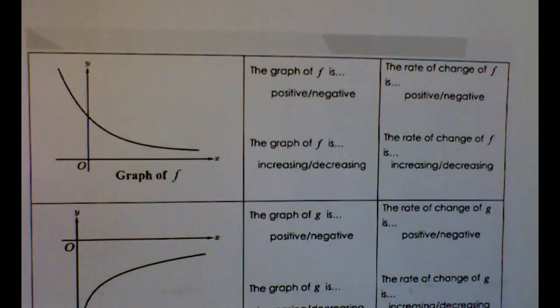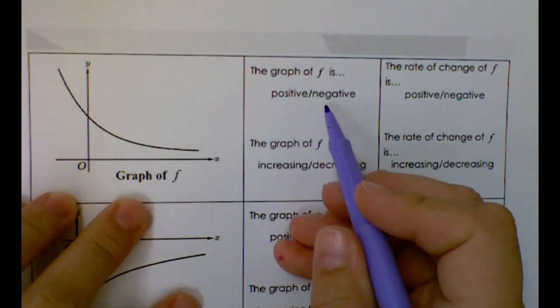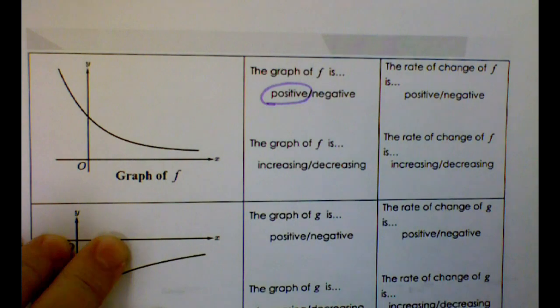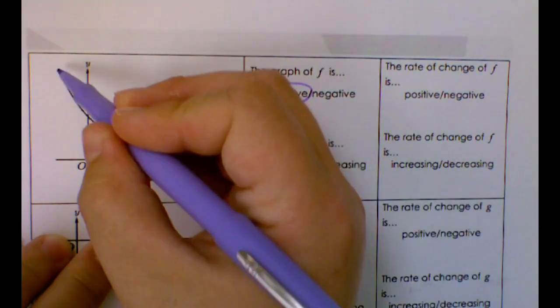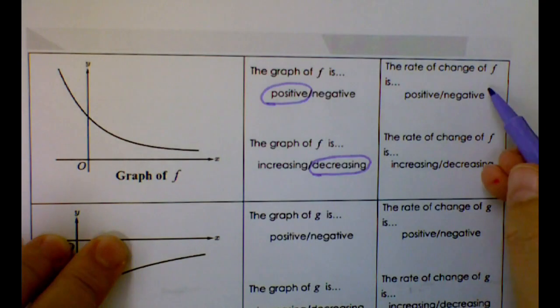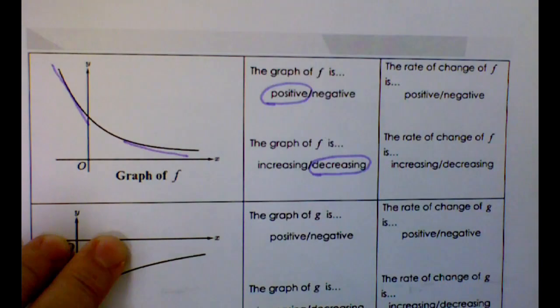Be careful when answering questions about graphical behavior. Pay close attention to the wording of each statement. Does it refer to the graph of f or the rate of change of f? Be very, very careful. So we have some pictures, and we're going to circle the best word. So in this first one, the graph is positive or negative. Well, it's all above the x-axis, so the graph itself is positive. The graph is increasing or decreasing. Well, my y values are going down, so it is decreasing. The rate of change, well, if I look at any of my tangent lines, those are all negative slopes, so the rate of change is negative.